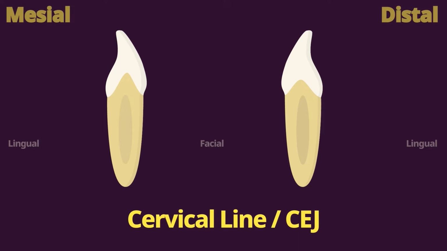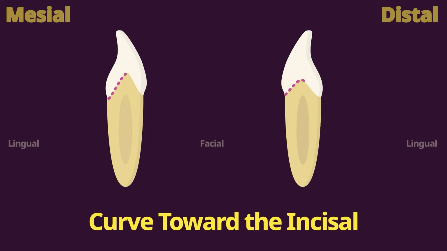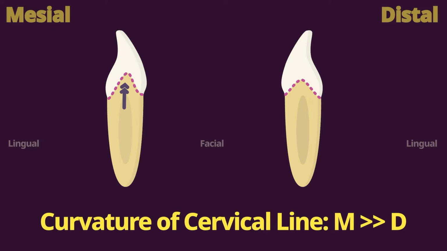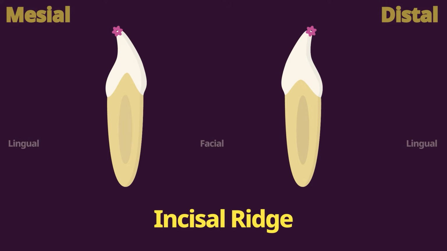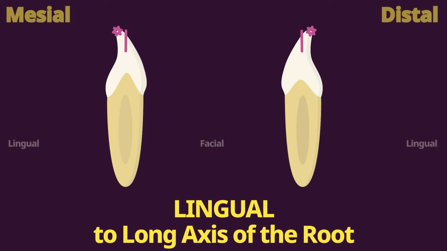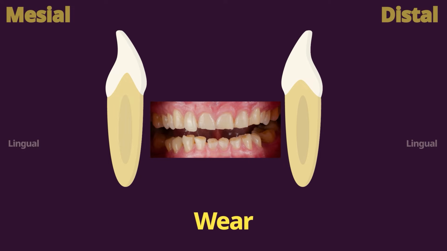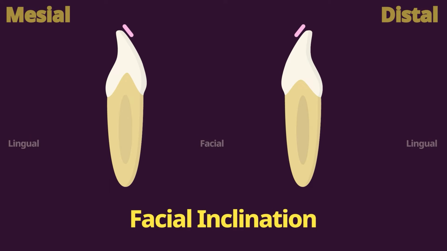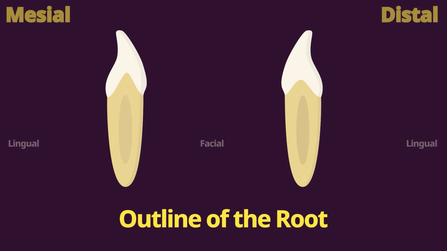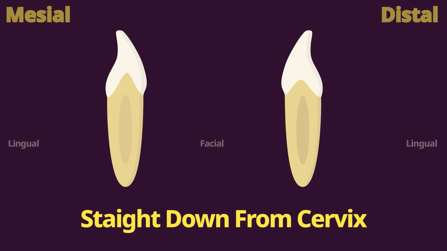The cervical line, or the CEJ, where the root of the tooth and the crown of the tooth meet, is going to curve up towards the incisal. The mesial curve here is going to be more pronounced than the distal curve. The incisal ridge of the mandibular central incisor is lingual to the long axis of the tooth. It's not centered like the maxillary incisors were. If this mandibular central incisor has wear facets from incising against those maxillary incisors, it's going to be inclined towards the facial.